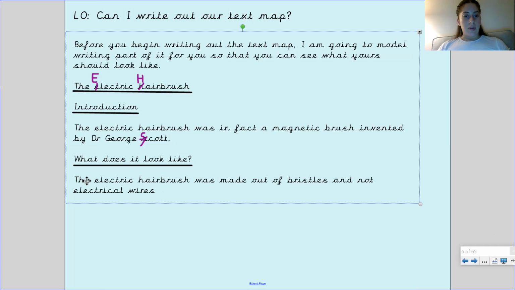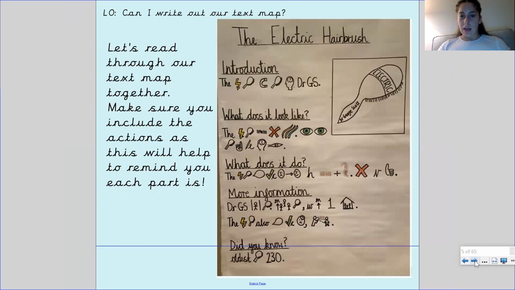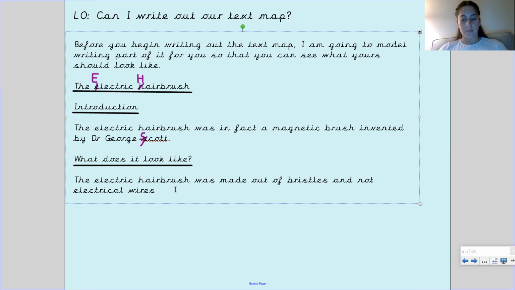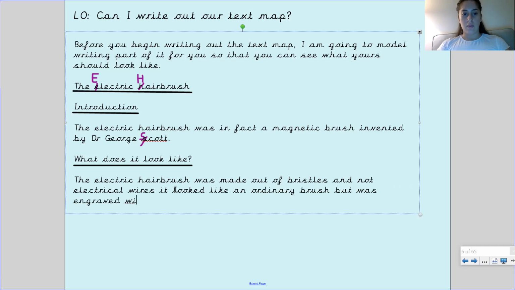So I'm going to go back and read from the beginning. The electric hairbrush was made out of bristles and not electric wires. It looked like an ordinary brush, but was engraved with the inventor's name on the handle.